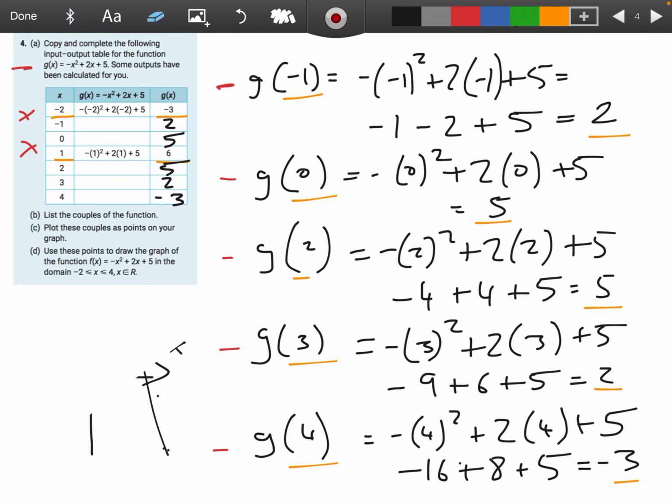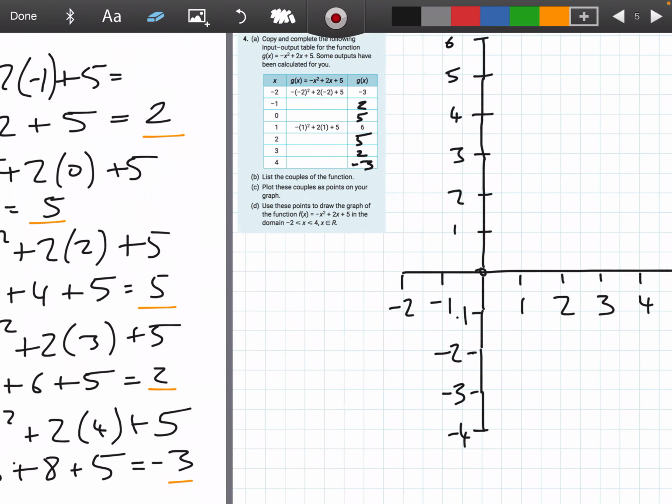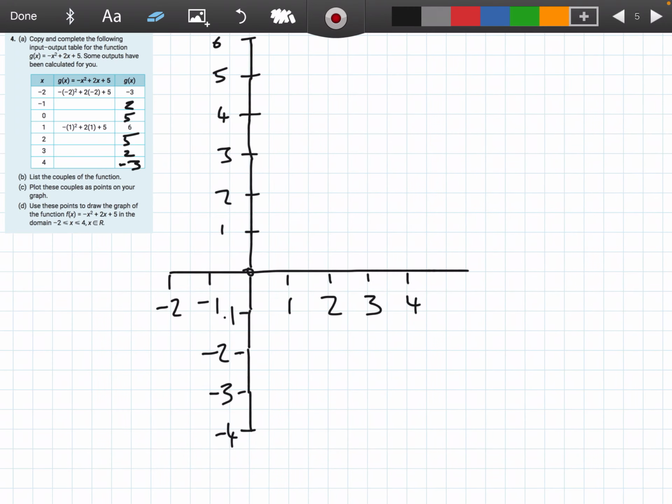So we have our inputs and outputs now, which means we have our couples, and we're going to plot them on the graph. You've got -2, -3, our first one here. I go across on my x, I go up and down on my y. -2, -3 is there. First point.